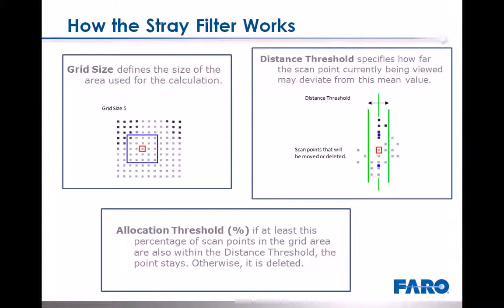There is a grid size, a distance threshold, and an allocation threshold, which is a percentage, all of which you can set. The function will look at a point and then at the grid of points around it. We're looking at that grid from the perspective of the scanner. It'll then take a look at a thickness in front and behind of that grid of points. That's going to be the distance threshold. And it will compare your center point to the points around it. If at least the specified percentage of the points in the grid are within the distance threshold, the point stays. If not, it is deleted. So effectively, it makes any points that are just off by themselves get deleted.